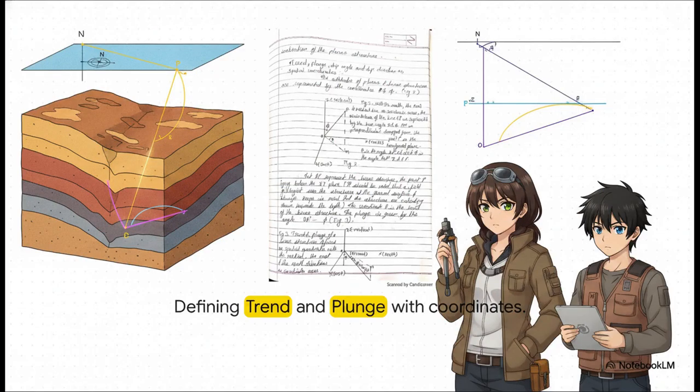If we're mapping a 1D line extending down into the rock, we can't use strike and dip because, well, there isn't a flat surface to measure. Instead, we have to project that line straight upwards onto a flat, imaginary horizontal grid.